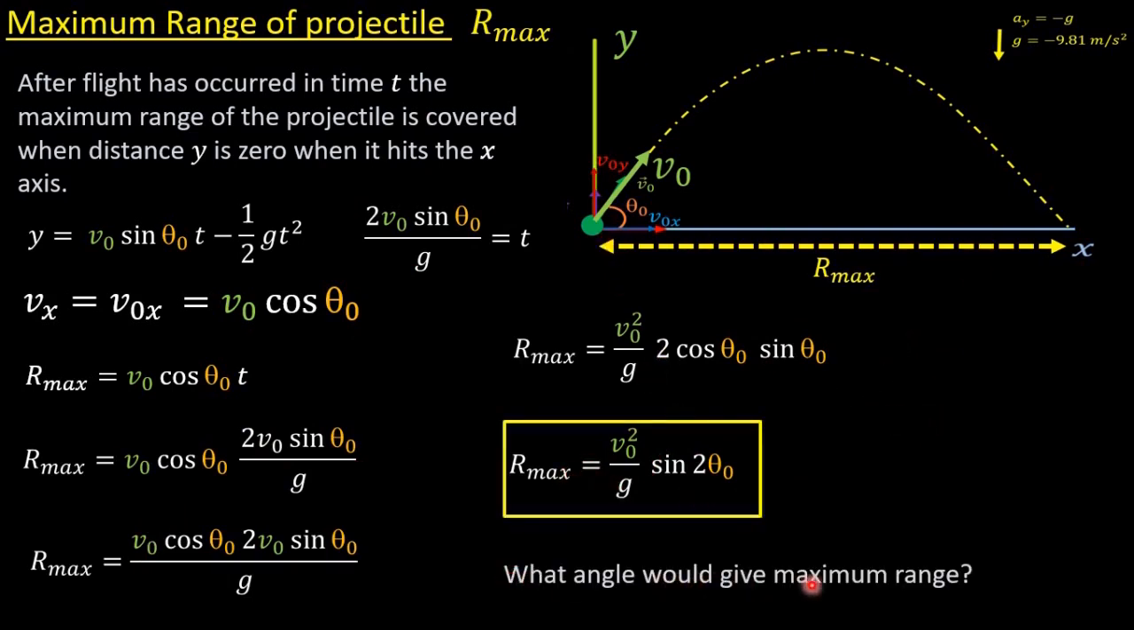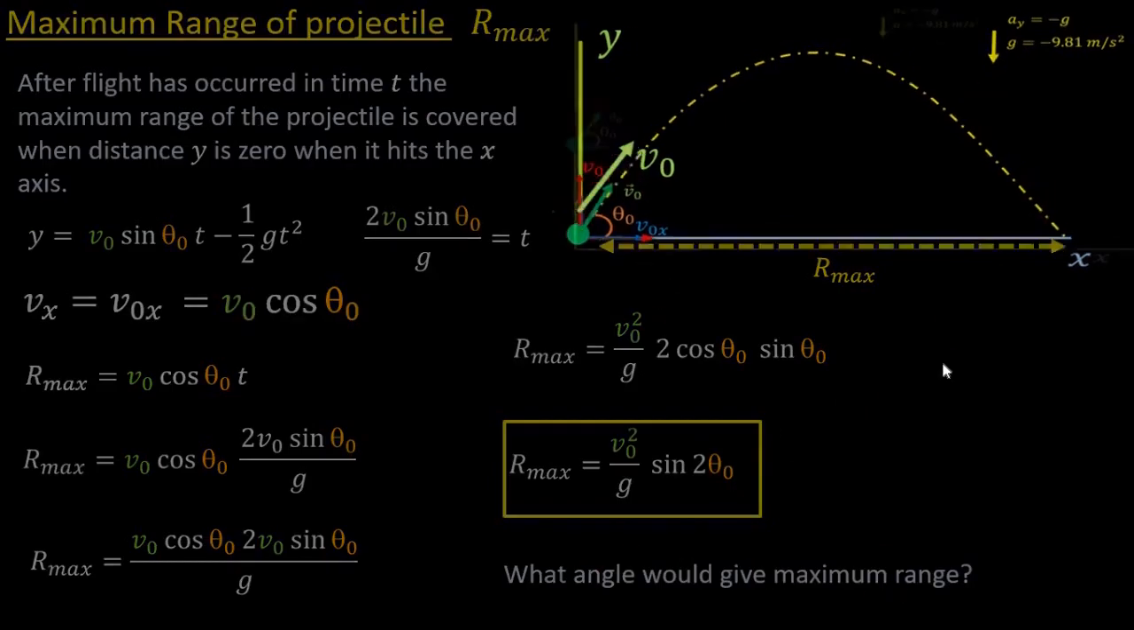So what angle would give the maximum range? Because we've got a 2 there, the angle would be 45 degrees. So if we put 45 degrees into there, we'd end up with sine 90. And remember, sine theta is going to be a maximum when theta is 90 degrees. So to make this 90 degrees, we'd have to put in 45 degrees into there. So the angle that would give maximum range would be 45 degrees.